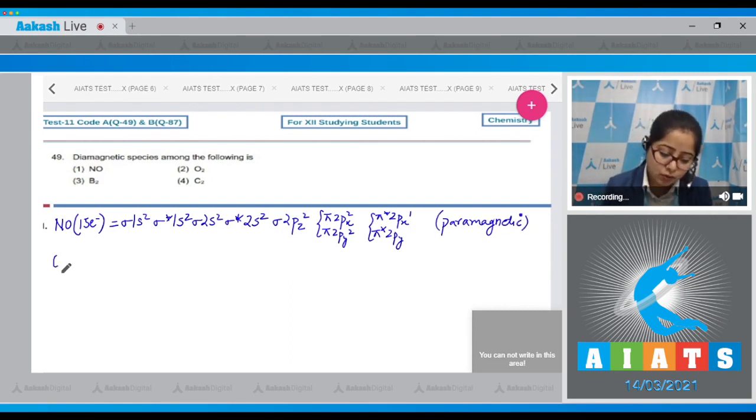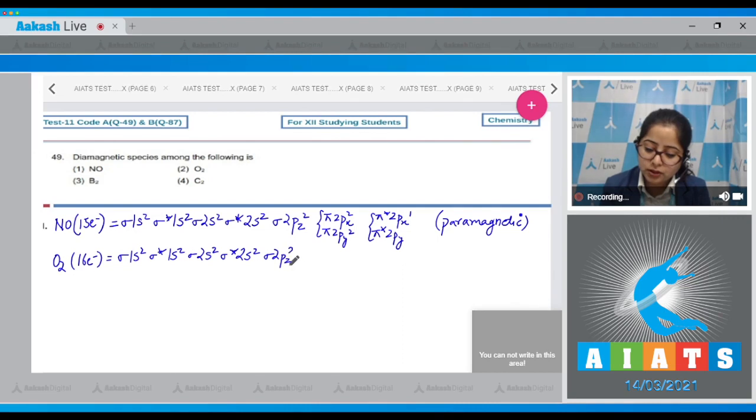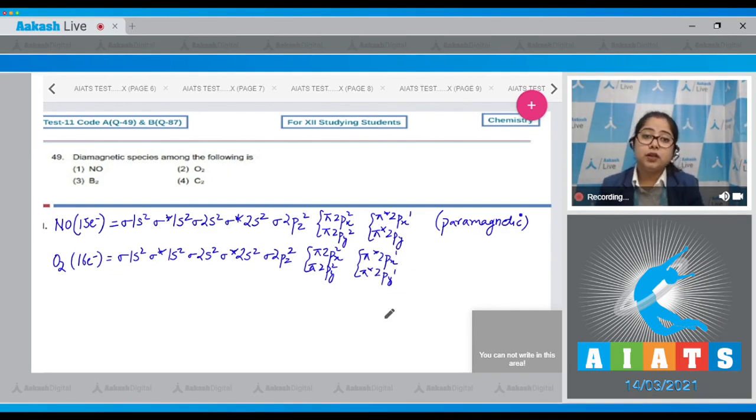Moving to the next species, that is O2. In case of O2, there are 16 electrons. So σ1s², σ*1s², σ2s², σ*2s², σ2pz², π2px², π2py², then π*2px¹ and π*2py¹. Since there are two unpaired electrons, again O2 is paramagnetic.